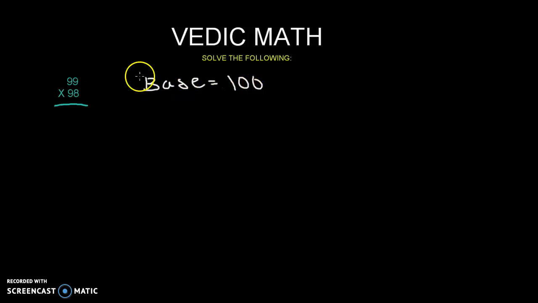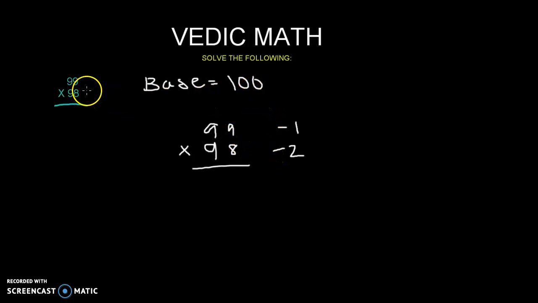And now we find the deviation. Deviation is how far away it is from 100, or any base number that you have given. I'll write the problem here again, and then I'll write my -1 because this is how much deviation there is, and then -2 here.